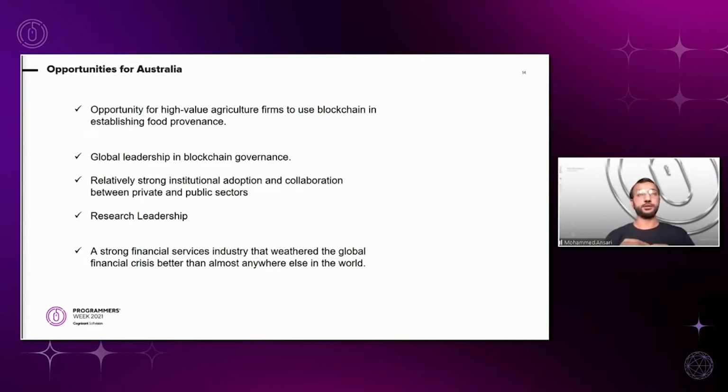In terms of research as well, we've got organizations who have been involved with blockchain since 2008 or 2009. One of the things that make the Australian landscape special is the strong financial services industry that was largely unaffected by the 2008 financial crisis. So different sectors in Australia are looking at employing blockchain for different kinds of use cases that are coming out of the features it offers us.